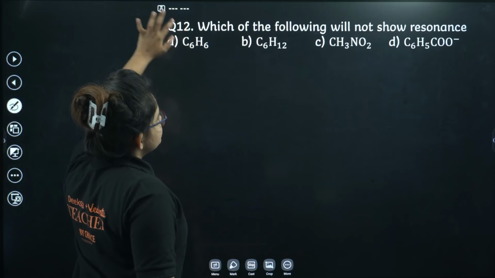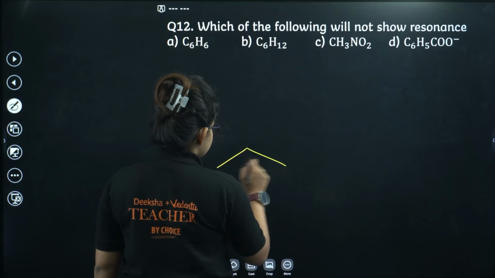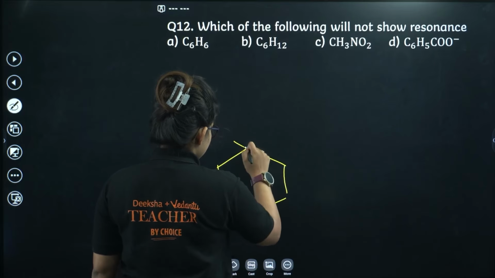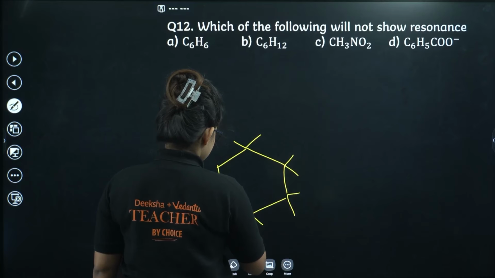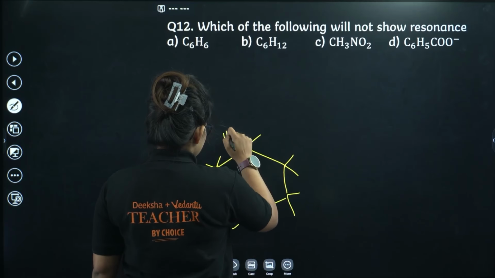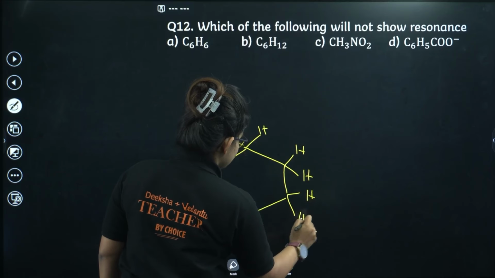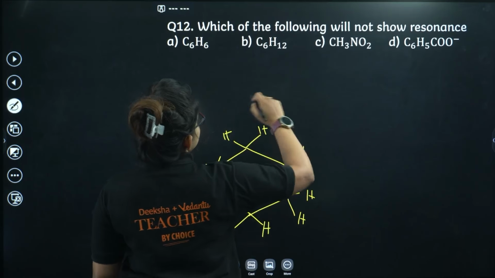This is benzene. This will show resonance. Okay, look at this one. This is basically cyclohexane. This 2 hydrogen, 2 hydrogen. Now count the number of hydrogen and carbon. It's basically cyclohexane. There is no chance of showing resonance here.